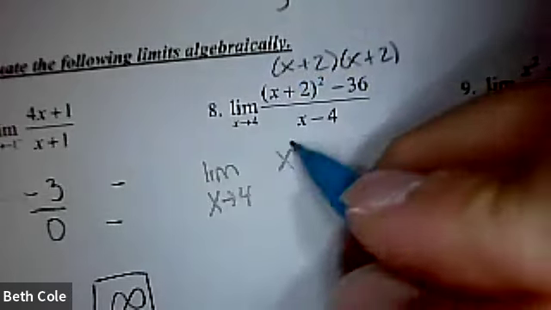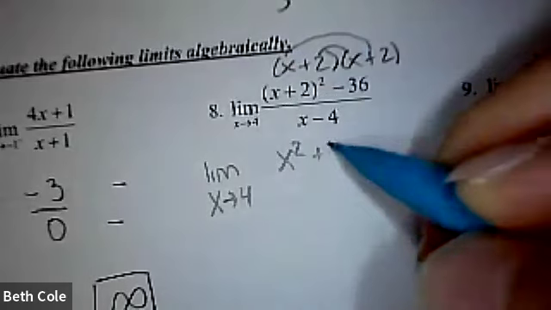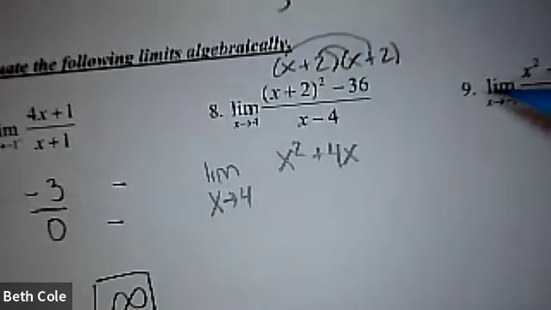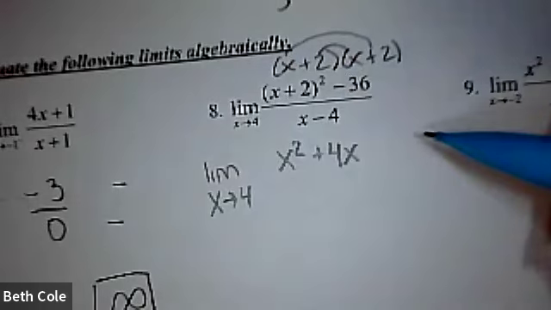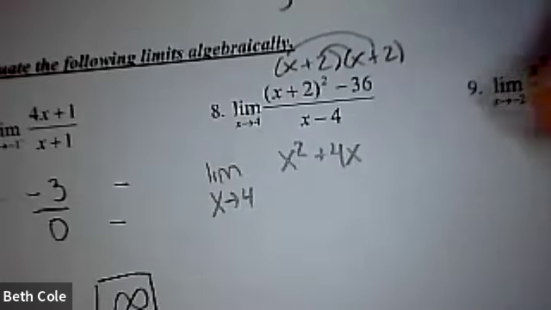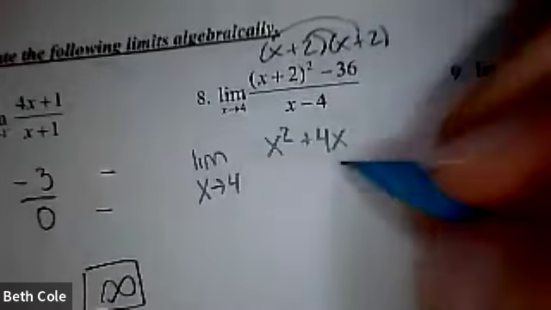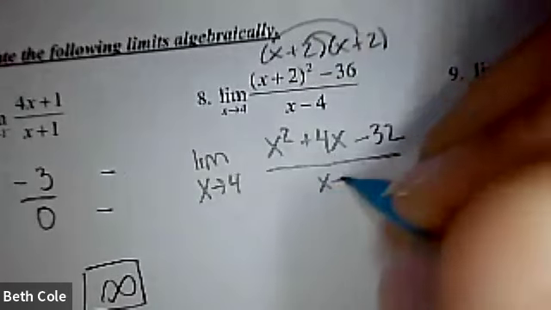So x times x is x squared. Outsides are 2x, insides are 2x. So together that's 4x. And then 2 times 2 is 4, but I'm going to subtract 36. I'm going to put those together so I don't have to recopy everything in another step. So 4 minus 36 is -32, and then over x minus 4.